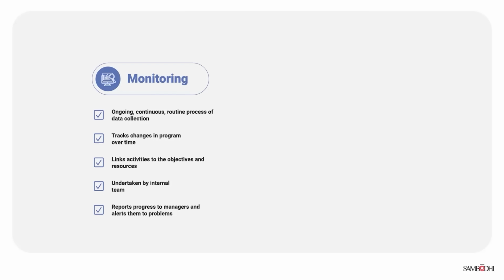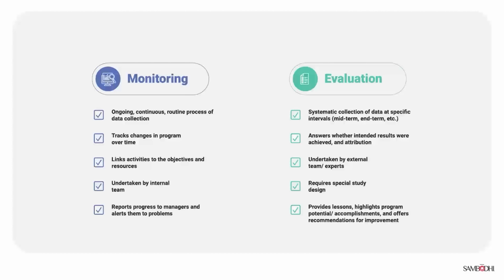We can define monitoring as being an ongoing, continuous, routine process of data collection. On the other hand, evaluation is the systematic collection of data at specific intervals. Monitoring requires tracking changes in the program over time to simultaneously make corrective actions. Evaluation answers whether the intended results were achieved and attributes the factors that contributed to the results of the program, which may have led to the outcomes.